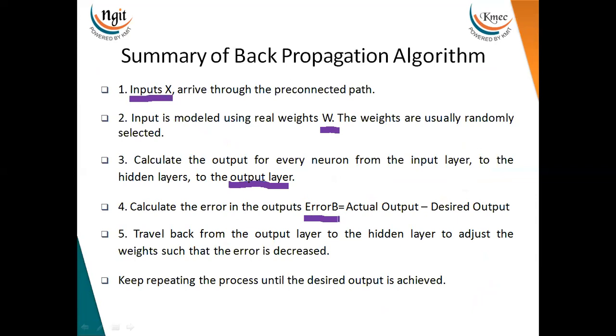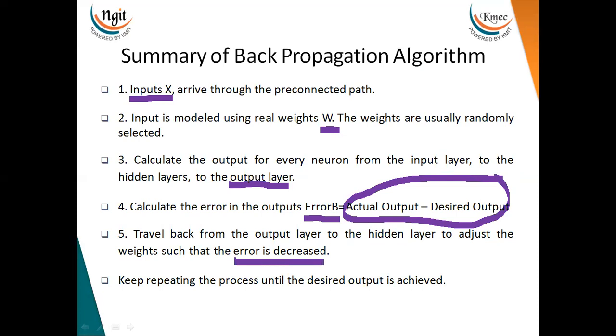Then you have to calculate the error. What is your error? Actual minus desired, and travel back to adjust the weight in such a way that the error is decreased, and keep repeating this process until the desired output is arrived. How can you find out whether the desired output is arrived or not? When this difference is very minimum, that is the global minimum. That is the gradient descent algorithm. So your whole backpropagation is based on gradient descent only.